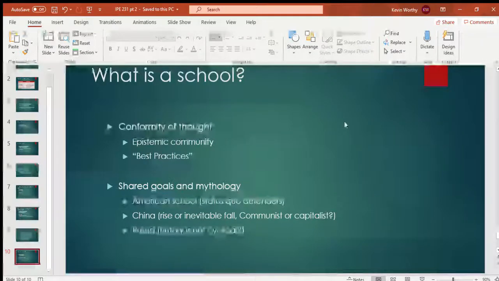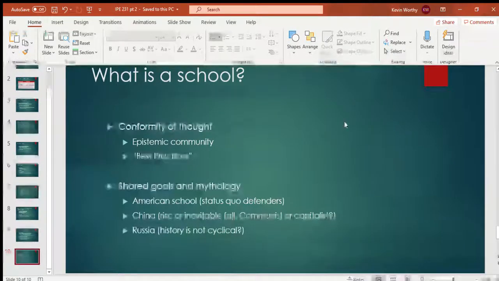Now, the other part about a school that happens in the American school is status quo defenders. If you're in the American school of IPE, one of your jobs is to make sure the US stays in its position of power. If we predict that China will rise, what can we do to stop China's rise above the US? You have a job in the American school of IPE to defend the US economic powerhouse as it is.